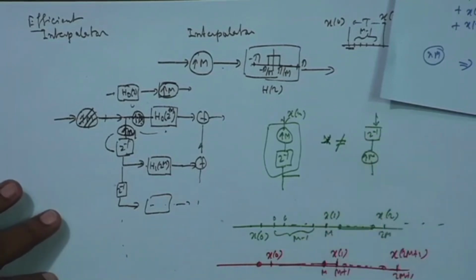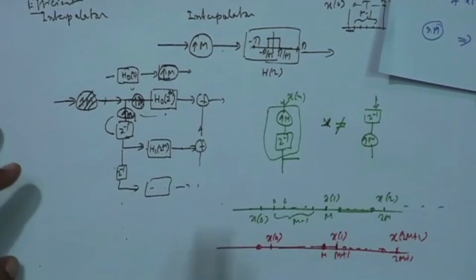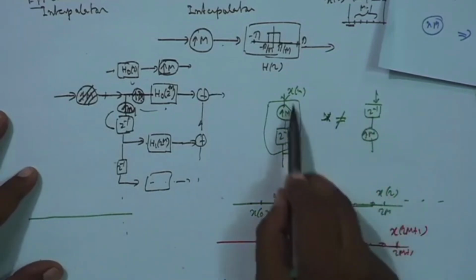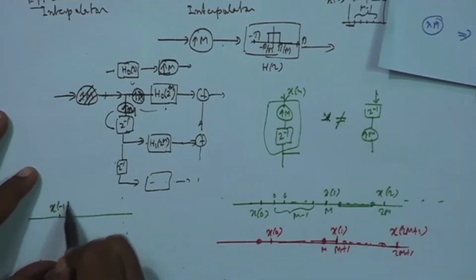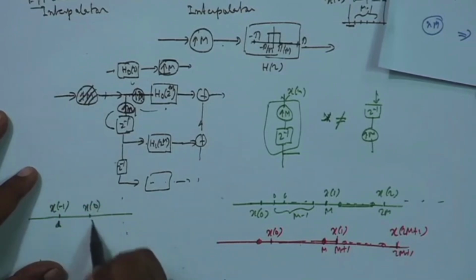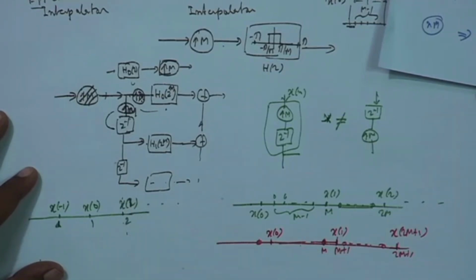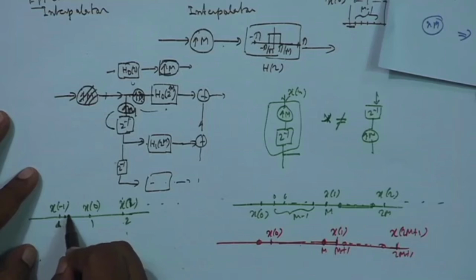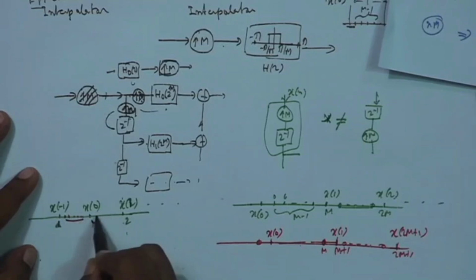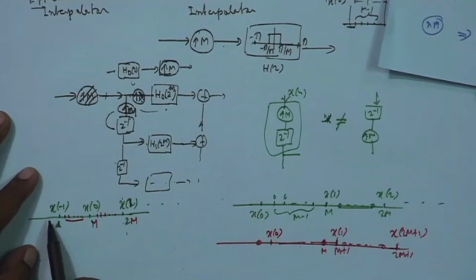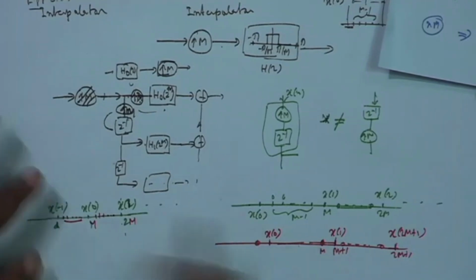On the other hand, here if I first delay and then expand, what will happen? The original x n is first delayed. So you will have x minus 1 coming at origin, then x 0 at sample number 1, then x 1 at sample number 2, dot dot dot, it was delayed. Now, if you expand, you will have 0 0 0, this will become mth, then 0 0 0, this will become 2mth. So you see the 0th here is x minus 1, here the 0th is 0, the mth here is x 0, the mth here is 0. So those two are not the same.